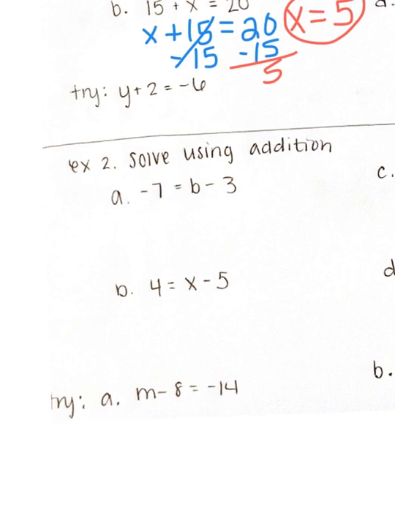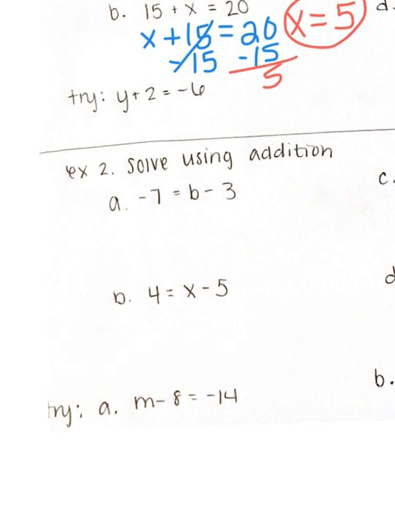Okay, so the next kind of problem is going to be solving using addition. So again, we still want to isolate that variable. We are working to always get the variable all by itself. So if I'm looking at A here, I'm going to solve this using addition because the problem says negative 7 equals b minus 3. So to get b all by itself, I need to add 3 to both sides.